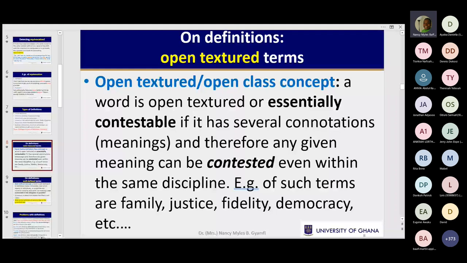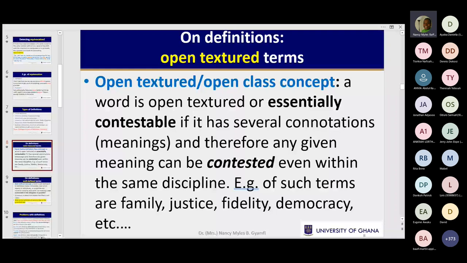So the person says justice is fairness, not equal treatment. We could go on and on. I'm showing you why you can't have one meaning that you think is conclusive when it comes to a word like justice, or fidelity. You have one wife and you are just trying to explore a girlfriend. That is infidelity for some group of people. But for another place, if you have one, even two and three and four, you are rather a good man.